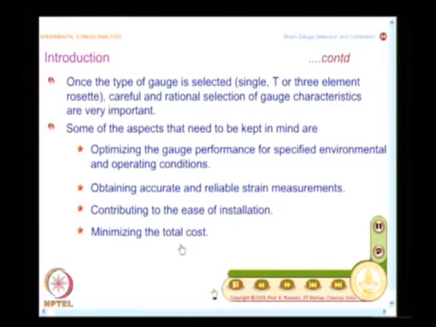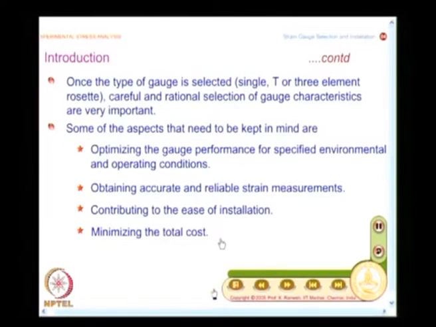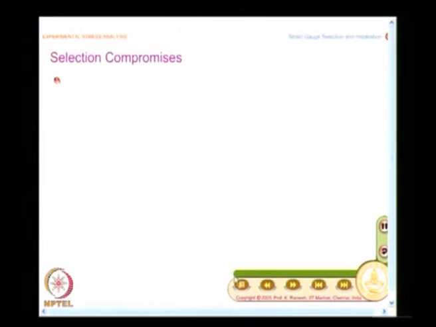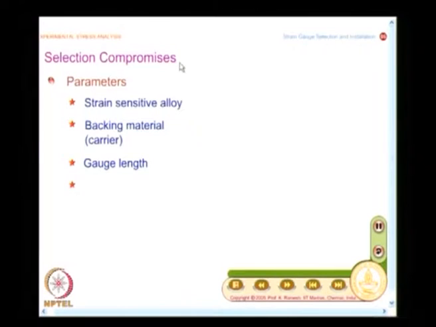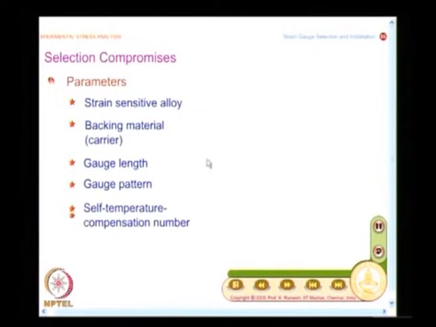And finally, you would like to minimize the total cost. You do not want to increase the cost of installation. That is what I said, you do not want to put a strain gauge rosette at every point, or you do not go and say I will select strain gauges with pre attached lead wires, which will reduce my effort, but it will also increase the cost. So, you need to make these kinds of decisions for you to effectively utilize the strain gauge instrumentation. And obviously, in any one of these selection approaches, you will have selection compromises. So, you will have a set of parameters and a set of goals that you need to have.